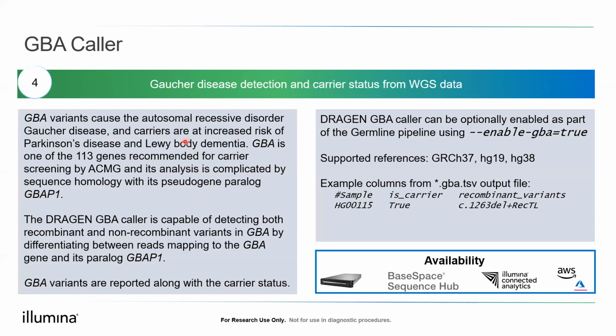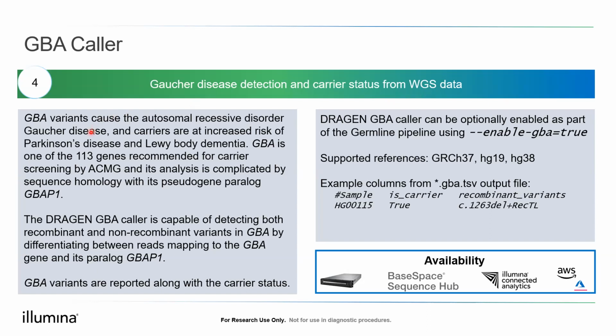Finally, on the Germline side, we wanted to introduce the GBA caller. The GBA caller is specifically for Gaucher disease detection. In addition to the variant calls, it will also generate carrier status information. This caller is only supported today with whole genome data.